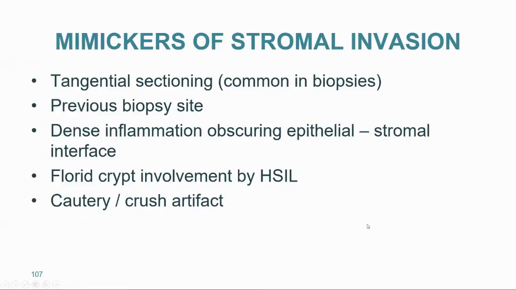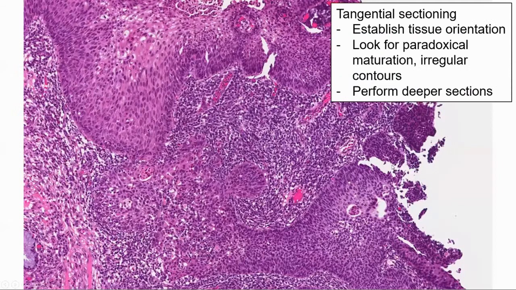Mimickers of stromal invasion in histologic sections are many. We're going to cover some of these. Tangential sectioning is quite frequent, particularly in small biopsies or very fragmented excisions. Try your best to establish tissue orientation. Look for paradoxical maturation or irregular contours of the nest and perform deeper sections if you are not sure.